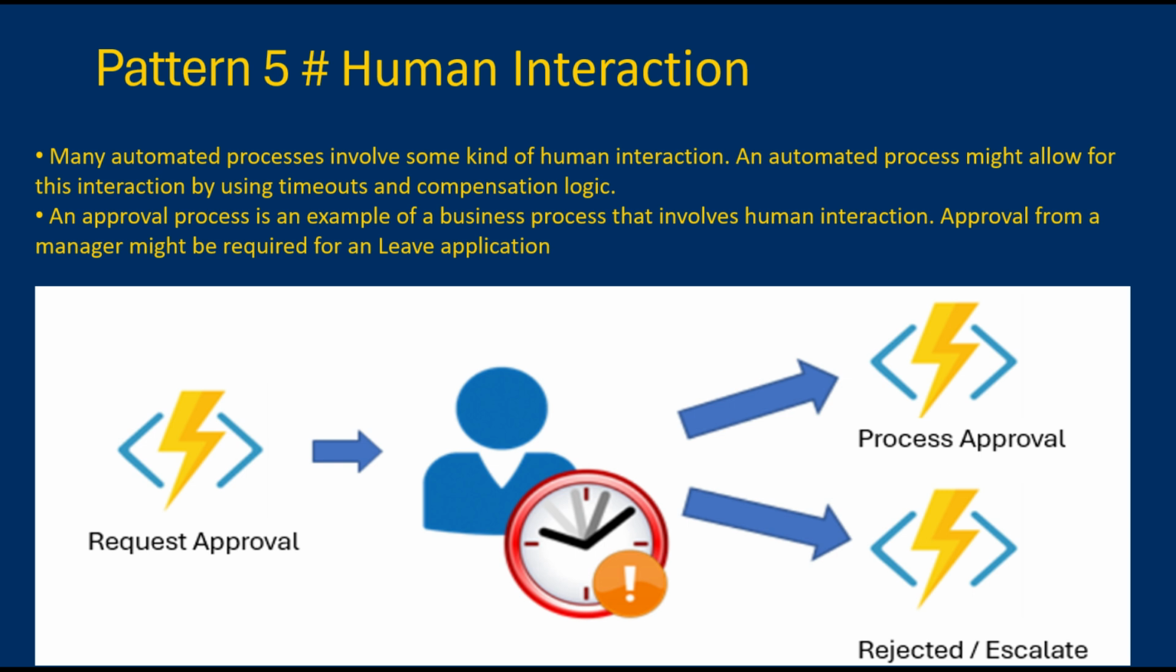Human interaction, as the name suggests, has the ability to create stateful workflows that can pause and wait for external inputs. The human interaction pattern is perfect for scenarios where a workflow requires manual intervention or approval before proceeding. This pattern allows long-running workflows to be paused and resumed based on external events such as human approval or inputs.